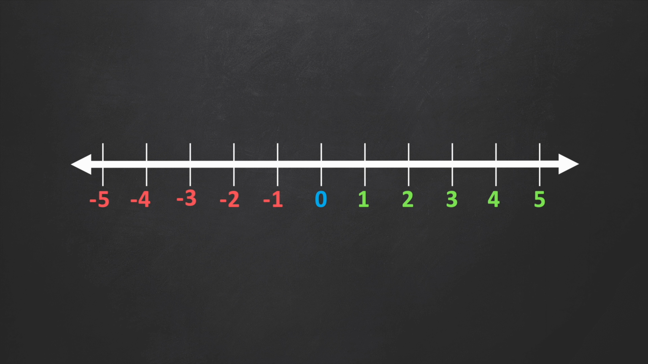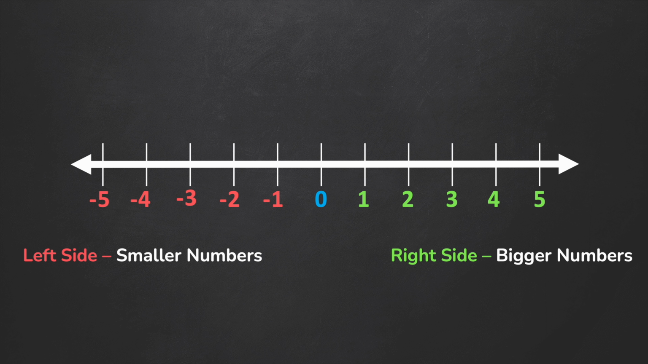So before we get started, let's take a look at this horizontal number line. Notice that on the left side, we have our smaller numbers, and on the right side, we have our bigger numbers. So whatever number is furthest to the left is going to be our smaller number, and whatever is farthest to the right is going to be our bigger number. Notice that on the left, as our negative numbers get smaller, the value looks larger, but a larger value with a negative number is actually smaller.